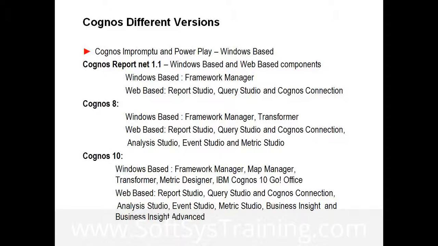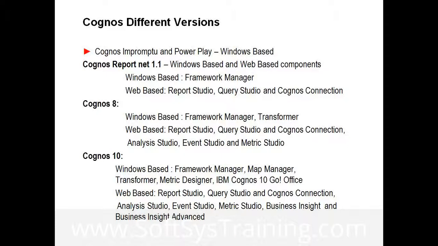So, coming to Cognos, we have different versions, right from ReportNet, and before that it was Impromptu and PowerPlay. Those are Windows based. So we have Windows-based and web-based tools in Cognos. Do you know what is web-based and what is Windows-based? Web-based means we need some URL to access it, from anywhere. If you have an internet connection, you can access it from anywhere.